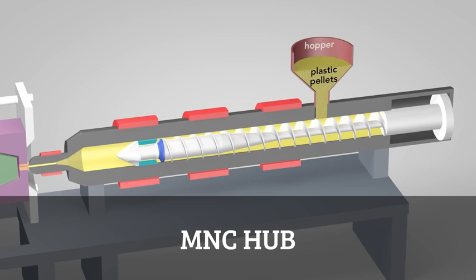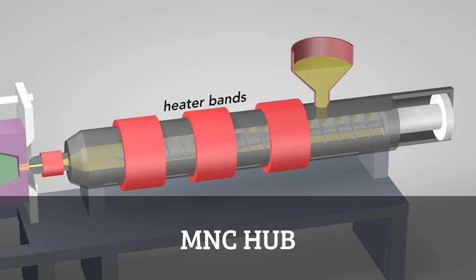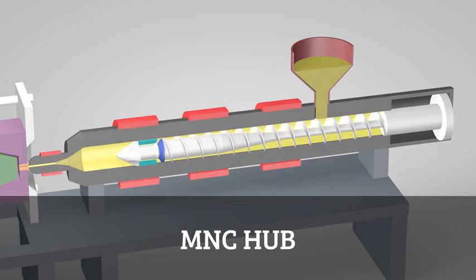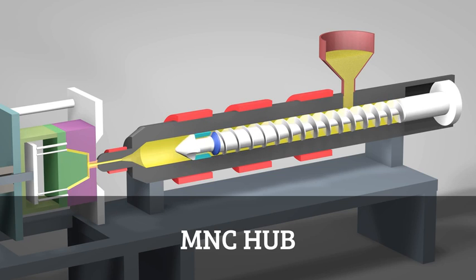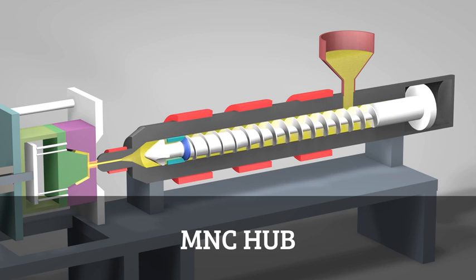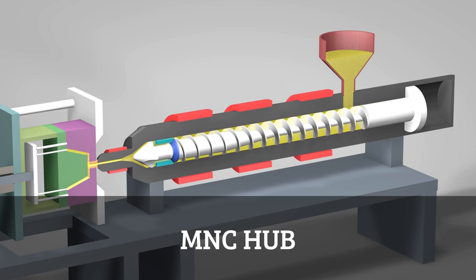Plastic pellets in the hopper feed into the barrel of the injection unit. Inside the barrel, a screw transports the pellets forward. Heater bands wrapped around the barrel warm up the plastic pellets. As the pellets are moved forward by the screw, they gradually melt and are entirely molten by the time they reach the front of the barrel. Once enough molten plastic is in front of the screw, it rams forward like the plunger of a syringe.